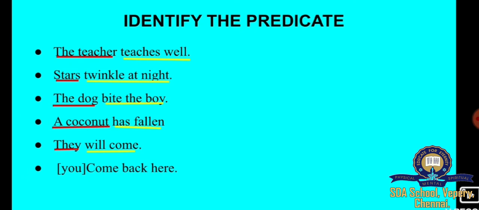And next sentence, come back here. Children, look at the sentence carefully. Here, the name of a person is not mentioned in this sentence. So, children, what should we do? Yes, we have to put you before the sentence. And now, what is the subject? You is the subject, and so the remaining part of the sentence is called the predicate. So in this sentence, come back here is the predicate.